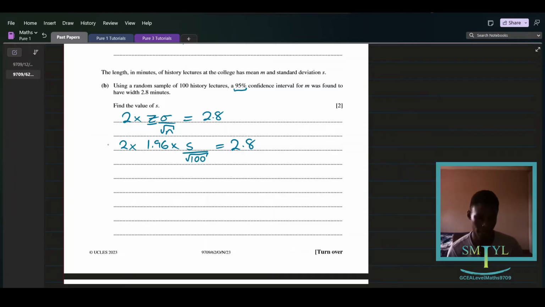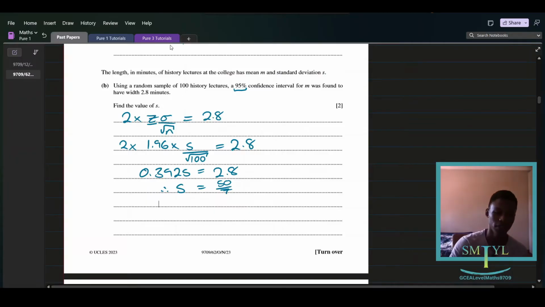Okay, so let's simplify the left-hand side first. So that's 2 times 1.96 divided by root 100, and that gives us 0.392. So this becomes 0.392 S is equal to 2.8. Divide both sides by 0.392. You get 2.8 divided by 0.392, which gives us 50 over 7. 50 over 7. And this would be our final answer. Let's move on to the next question.